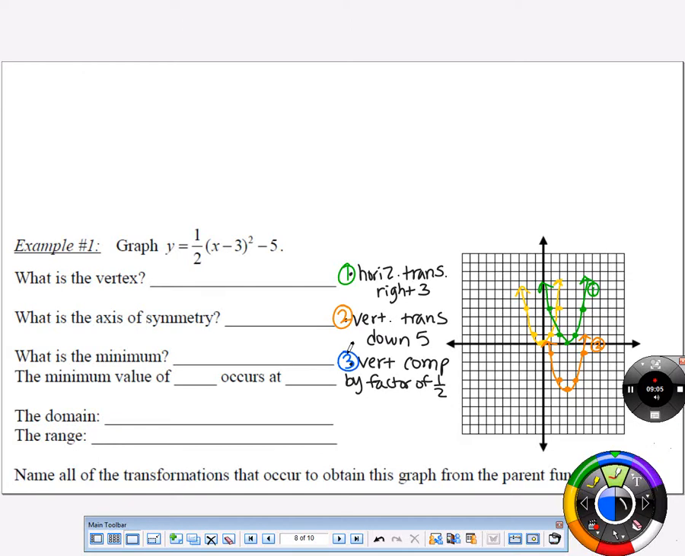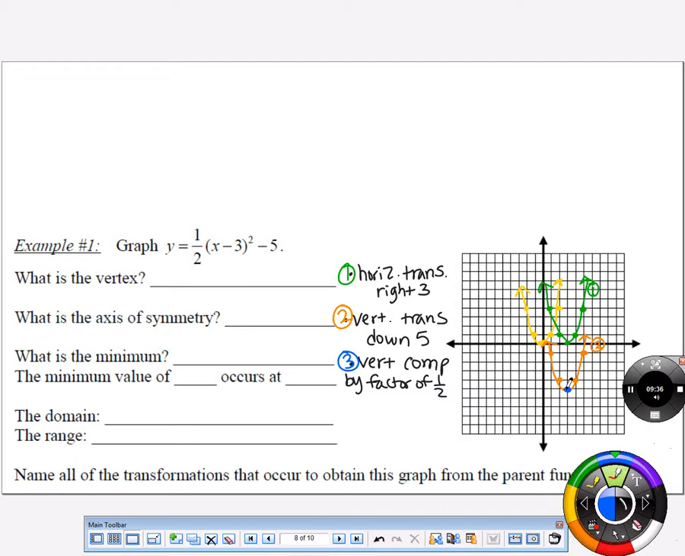Vertical compression by a factor of 1/2. In order to compress or stretch something, they must be getting compressed or stretched towards something. Okay? So there is a point of reference that we use, and for all of these functions that we're starting out with, the vertex is the point of reference. That point is not going to move, and things stretch or compress towards or away from that point, horizontally or vertically. Okay? Here's how you perform stretches or compressions.